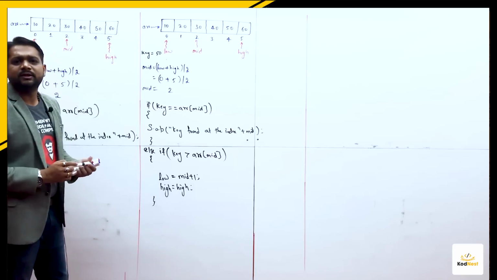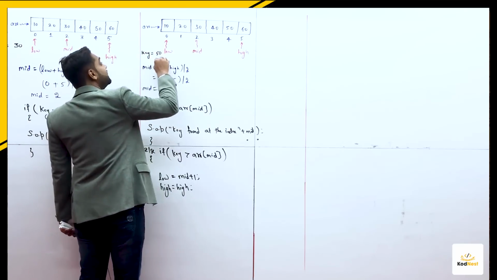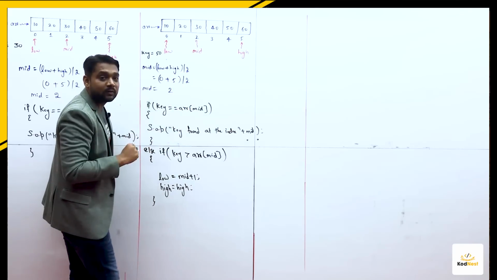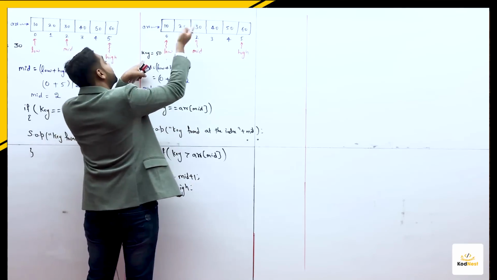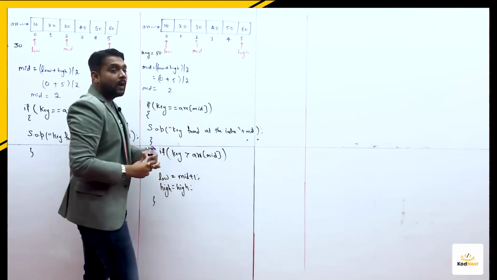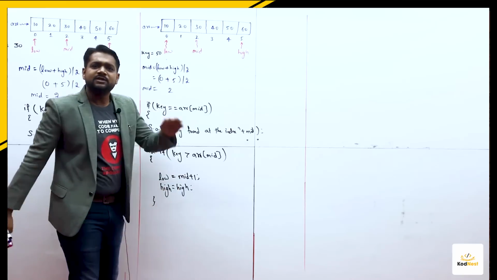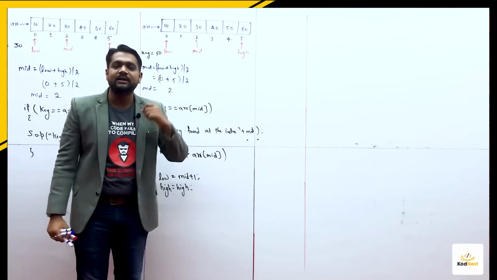What is that, sir? Nothing we understood. Watch it. If key is equal to array of mid, then tell key found. If it is not equal, then at least check whether key is greater than array of mid. What is array of mid? 30. What is key? 50. Is 50 greater than 30? Yes. 50 is greater than 30.